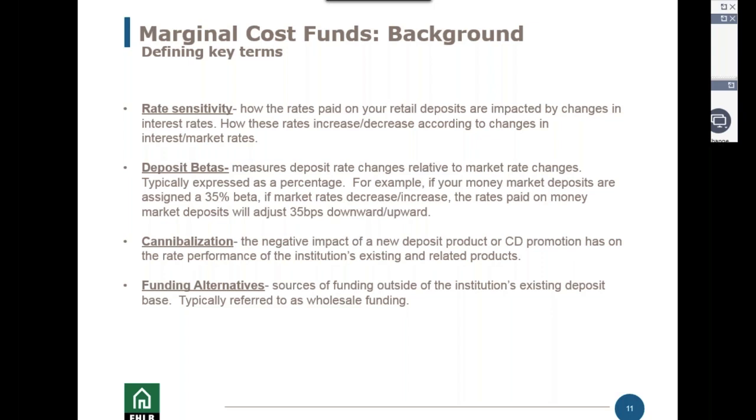This is an important concept when you're analyzing the marginal cost of funding alternatives. It's the negative impact of a new deposit product or CD promotion, what kind of impact it has on the rate performance of your institution's existing and related products. We'll also talk about funding alternatives, sources of funding outside of your existing deposit base, typically referred to as wholesale funding. These are Federal Home Loan Bank advances, brokered deposits, quick wait CDs, public unit deposits. These are alternatives outside of your deposit base.